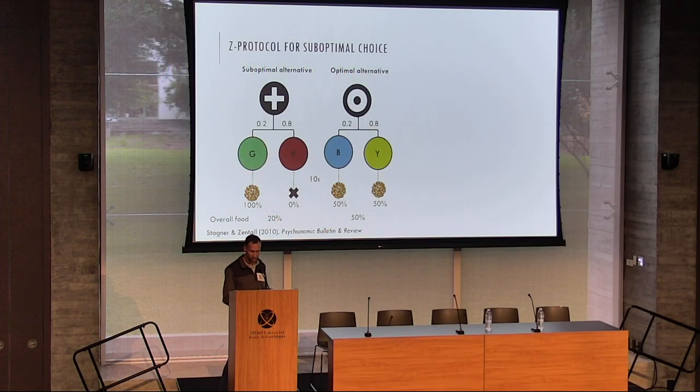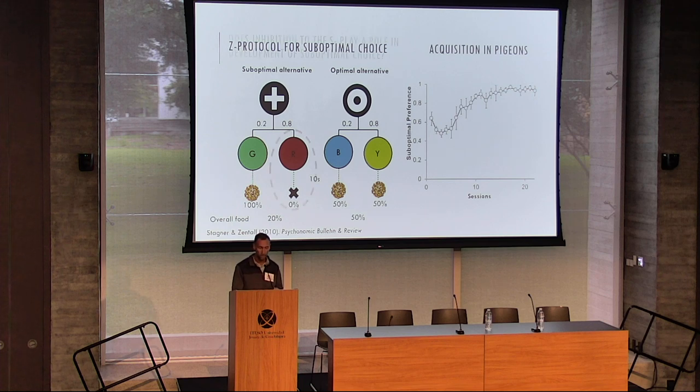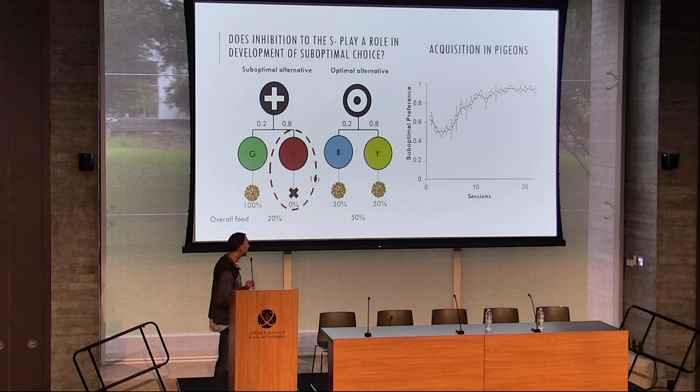And generally under this procedure with pigeons, you find that over a number of sessions, they in general prefer the suboptimal choice. So graphing the preference for suboptimal, the higher the score on this graph, the higher the percentage of these choice trials on which the pigeon will choose the suboptimal choice. And the question that we asked, and has been already, in fact, brought up by Vladimir and in the literature a little bit, is what's the role of inhibition to the S minus, the stimulus like the red one here that's never followed by reinforcement? What role does inhibition of that stimulus play in the development of suboptimal choice?